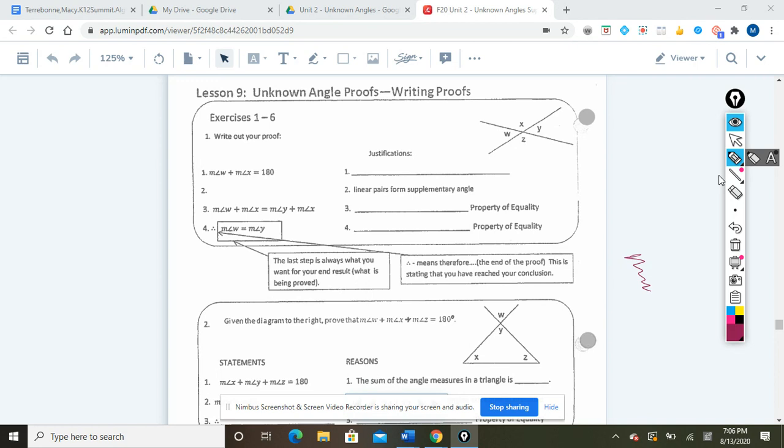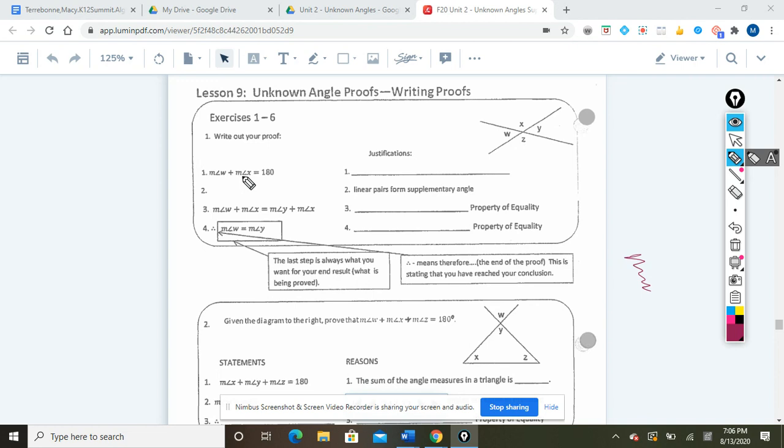Okay, so this is in lesson 9 of your module, but like I said, we're just going to do them in this packet. This is on page 24 of your packet. So it wants us to justify these things. It says the measure of angle W plus the measure of angle X equals 180.